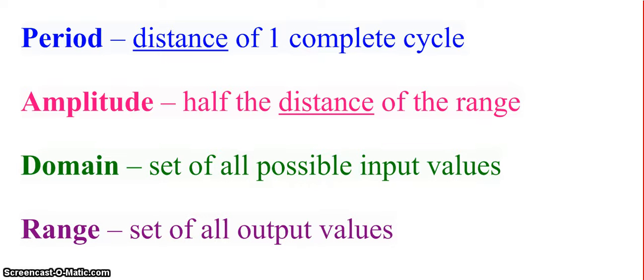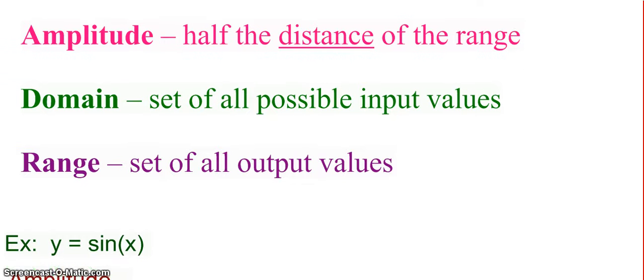Why do I emphasize the word distance for both period and amplitude? I do that because they both have to be positive values. Since I'm calling them distances, they have to be positive values. The domain is the set of all possible input values.